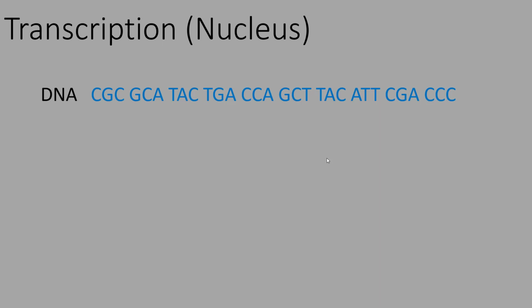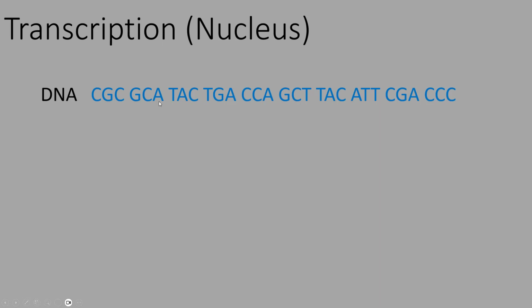What's the first step? Transcription. And what do we do during transcription? We're going to build our messenger RNA. See if you can do that. I've already broken it into triplets. I've put a little space there so we have our triplets. Now, using the genetic code, see if you can determine what the messenger RNA will be.